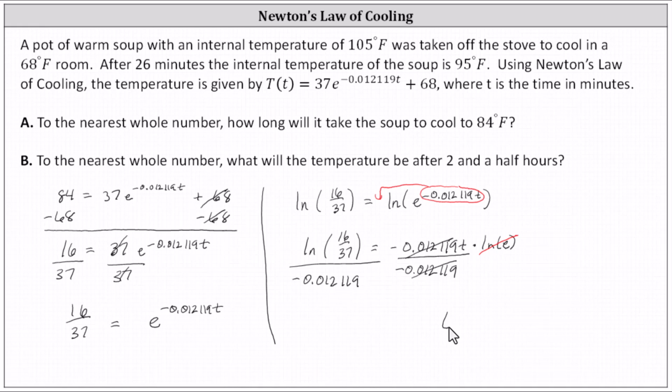Simplifying, we have t equals natural log of 16/37 all divided by -0.012119. And now we go to the calculator and round to the nearest whole number or nearest minute. I also want to show how we could have solved this graphically using the intersection method. To do this, we'd enter T(t) in the graphing calculator and then enter T(t) equals 84 and look for the point of intersection.